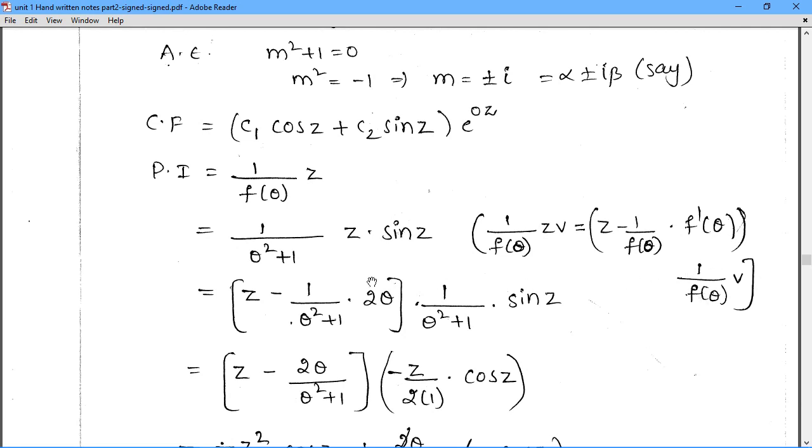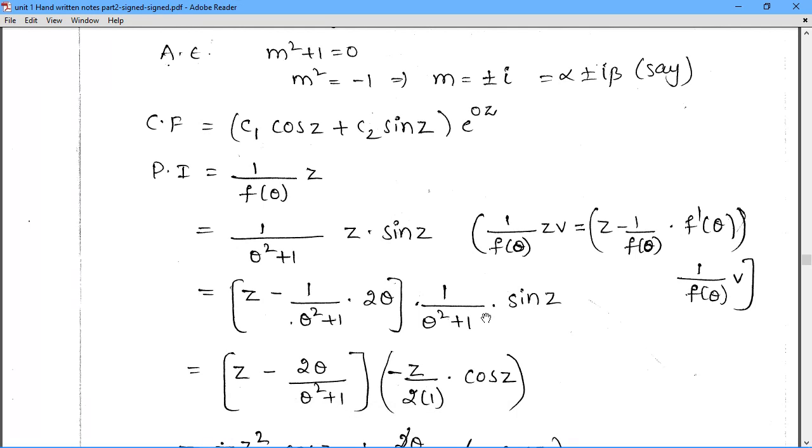What is f of theta here? The expression theta square plus 1. And f dash of theta means its derivative: theta square derivative is 2 theta, and the derivative of 1 is 0. Now, simplifying like this, we have to operate on the right hand side. What is the operator? 1 by theta square plus 1 of sin z. While substituting theta square as minus 1, because it is PI second case, we will get the denominator as 0. Such a case is known as a failure case.